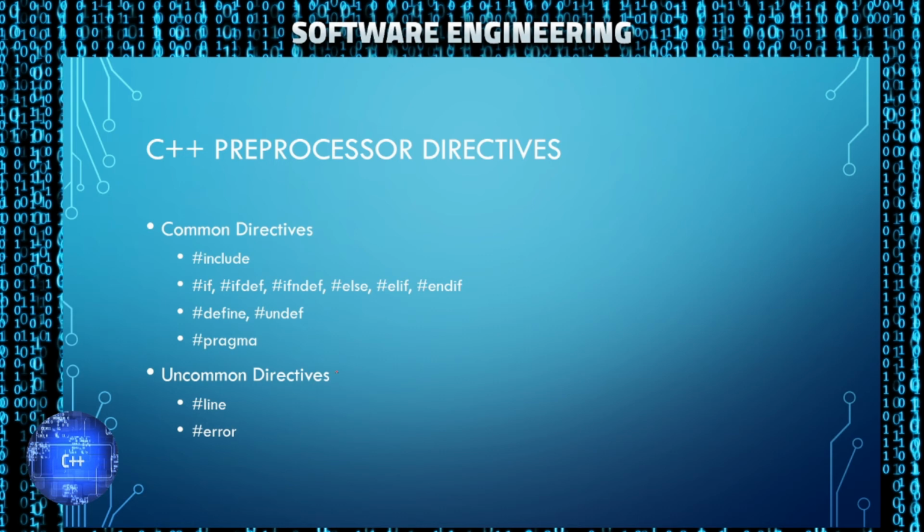Some more uncommon directives are the line directive and the error directive. This allows you to specify the line you're on so that you can do things like state you have an error at this particular location, and it takes you right to the file that you were concerned with. You can also provide your own custom errors when it's compiling using the error directive.